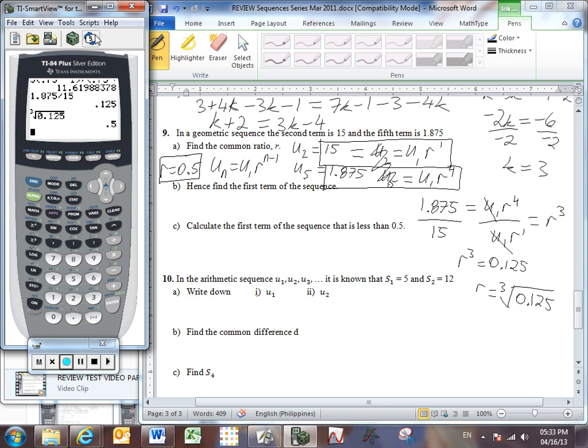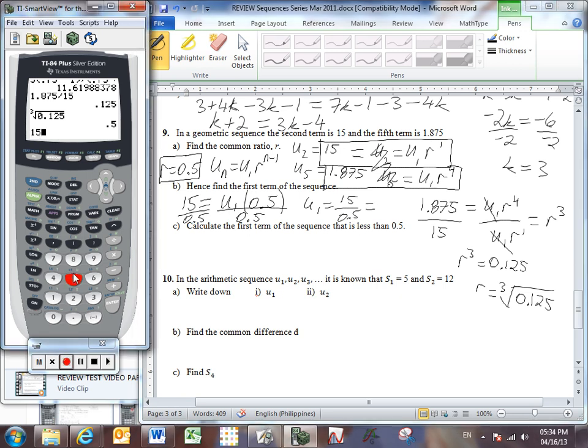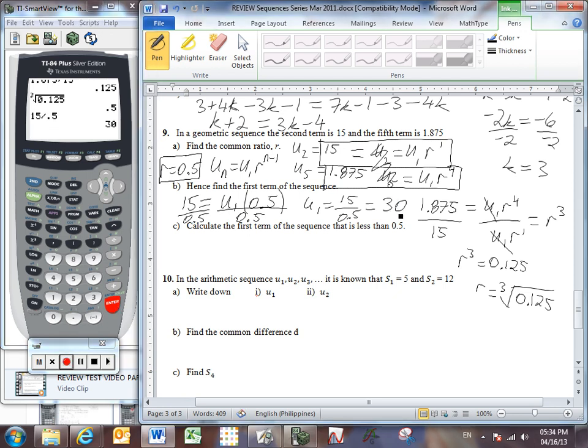Hence, find the first term of the sequence. So, if r is equal to 0.5, we can substitute that into this equation, the one that said that 15 was equal to u1 times r, and our r we already figured out is 0.5. So then we must divide both sides by 0.5 to get u1 alone, and so u1 equals 15 over 0.5, and on the calculator we get 30 as the value of u1.